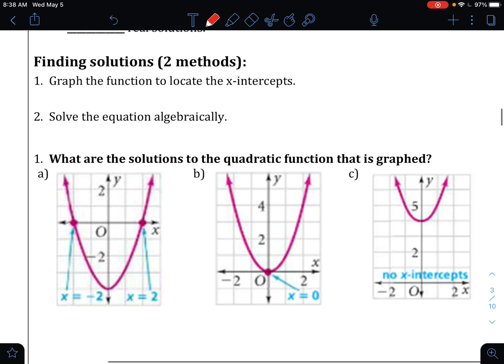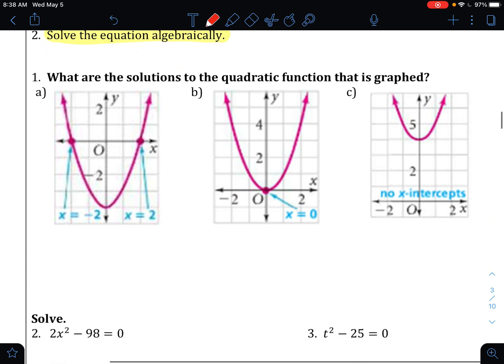All right, finding solutions, 2 methods. Number 1 is graphing. If we graph the function, we can visually look at where it is crossing the x-axis. Second, we're going to solve it algebraically. Just like you solve a linear equation and get x all by itself, it's the same here. All right, let's start with the graphical approach here.